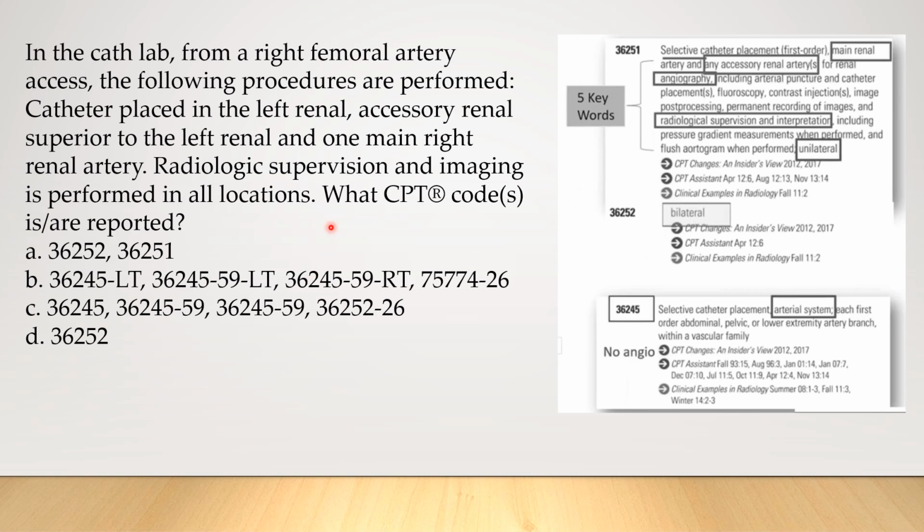Now what happened here is catheter placed in the left renal, accessory renal superior to the left renal and one main right renal. So basically both left and right renal were approached for this procedure. So let us look at the code. So if you see the code 36251 and 252, this is the code for the selective catheterization. 36245 we have already eliminated. So we will see this code and we will zero down our answer.